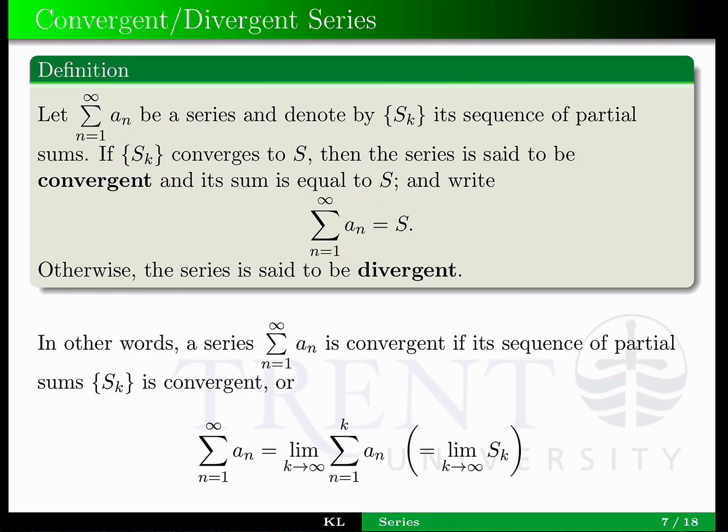And if you look at this sum here, an infinite sum, we can write it as the limit as k approaches infinity of this finite sum. I mean finite because this sum here will just run from 1 up to k. But this one here is your Sk. So that's the definition of a convergent series or divergent series.